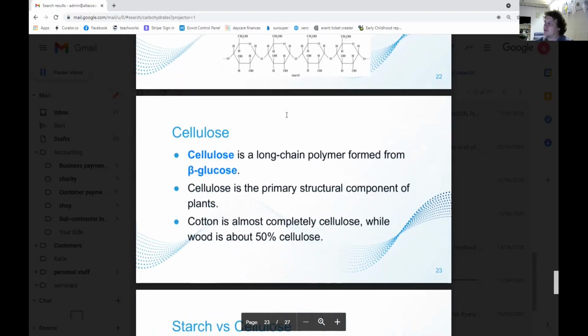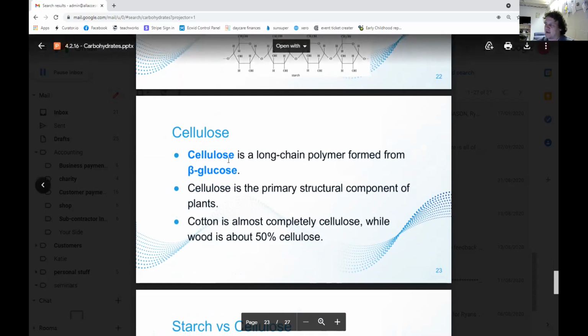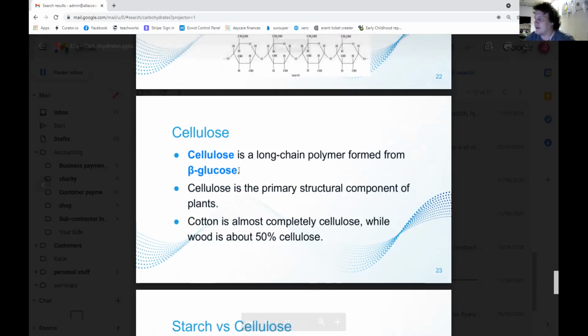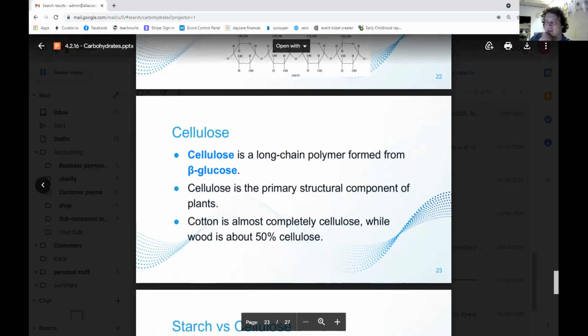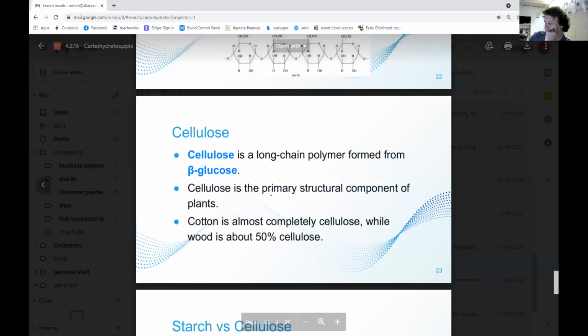So cellulose, and part of the reason we can't break down cellulose is because we've got beta glucose, and we have a long polymer formed by this beta glucose. So you can't eat cotton because it's 100% cellulose. Most plants have some level of it. This is the part of food that we call fiber.